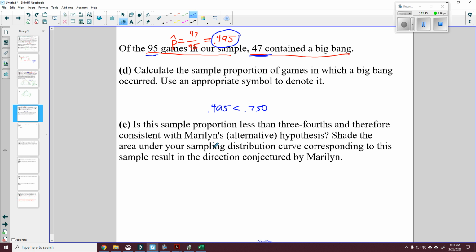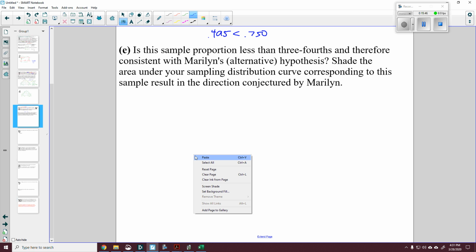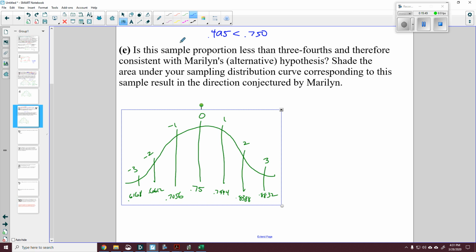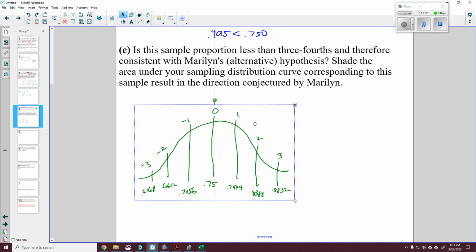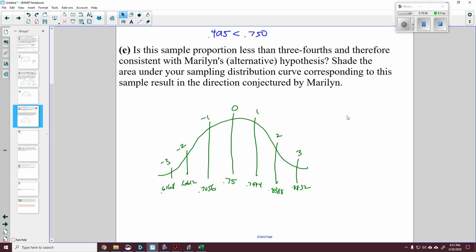So I'm going to take my picture here, put it back right there, and put my actual proportion on this diagram. That's going to be hard to do because 0.495 is way over here. That's way less than 3 standard deviations away from what Grandpa was saying. So it's not looking too good for Grandpa's hypothesis, but let's continue on and see if we can do this in a proper statistical manner.